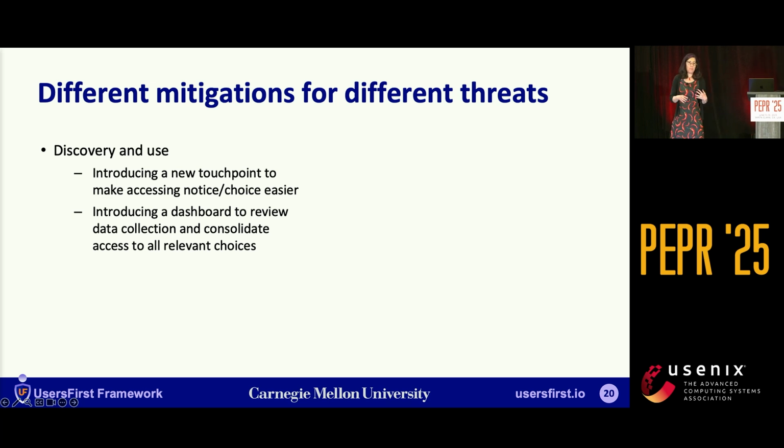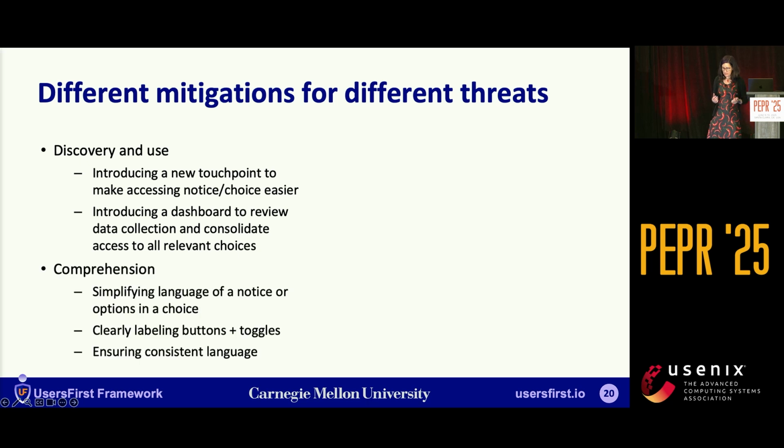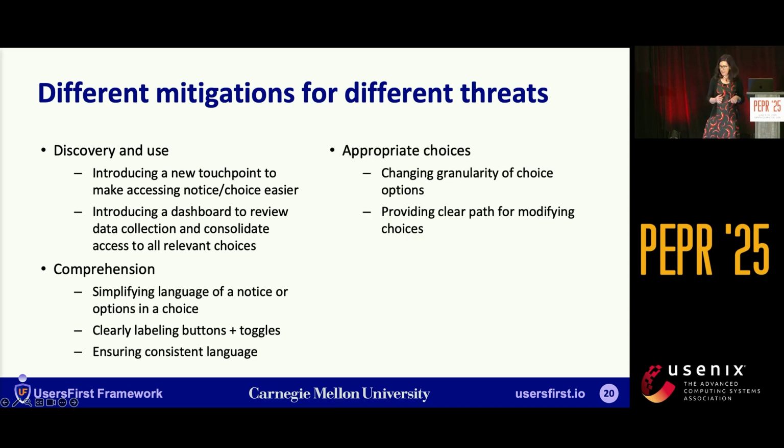So, if the problem is discovery and use, it's hard to find the interfaces. Maybe we need to have a centralized place, a dashboard or something, to find all of our notices and choices. If it's a comprehension problem, maybe we need to simplify language. Maybe we need to look at putting better labels on our toggles and our buttons. We need to make sure we're using consistent language throughout our interface.